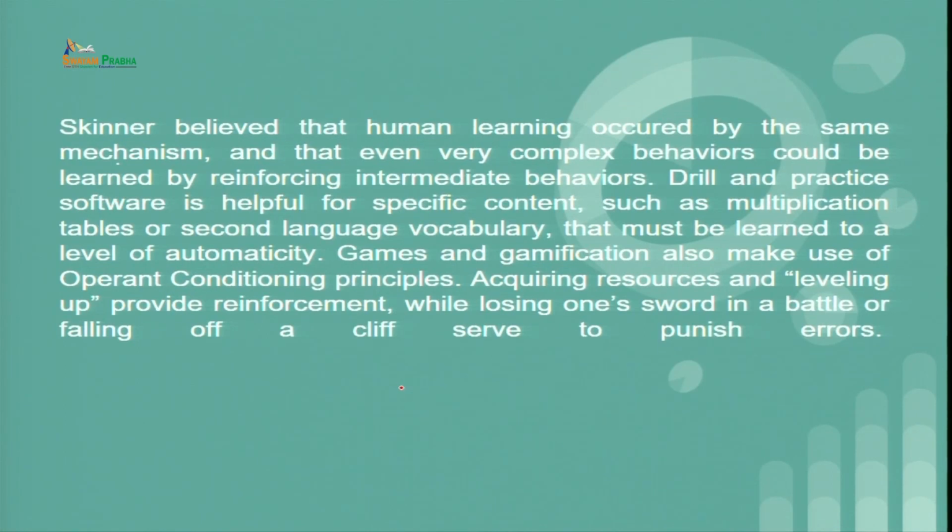But the fact to be noted over here, as mentioned in this slide, is that the drill and practice software is helpful for specific content if we use it in computer technology, such as multiplication tables or second language vocabulary. In these kinds of scenarios, these conditioning systems would somehow help, and that must be learned to a level of automaticity. So if it is brought to the learner, it would contribute to the development of only certain kinds of skills, like vocabulary, like multiplication, and can be used in a variety of mathematical and numerical problems to help them. In second language learning pedagogy, games that are being used and are prevalent in the market also follow the idea of Skinner's operant conditioning.